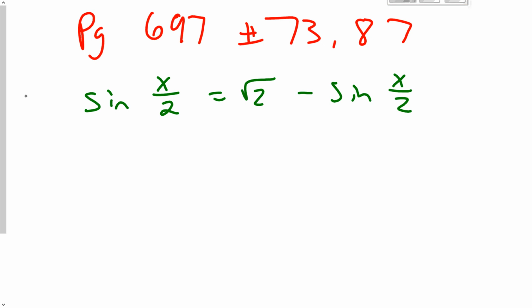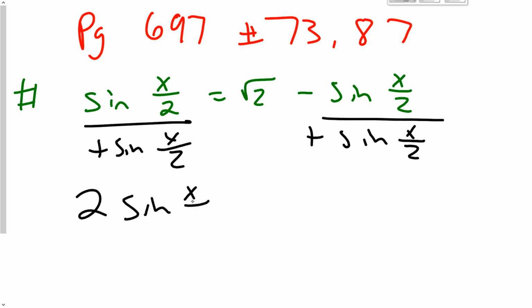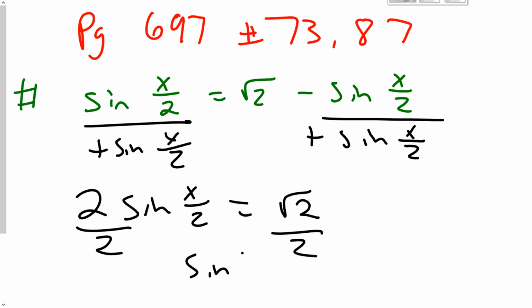Okay, so here's number 73. You want to get the sines by themselves. These are the same type of sines, the angles are the same, so we can move this over to the other side of the equation by adding. These two are exactly the same, so we can literally add them. We have 2 of them, so 2 sine of x over 2 equals root 2. Now we can divide by 2 to get that sine by itself.